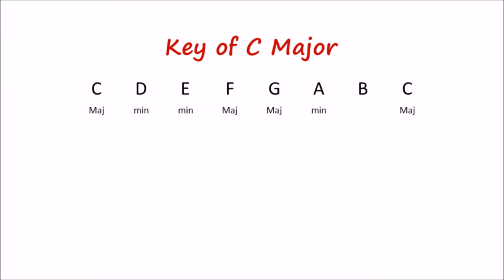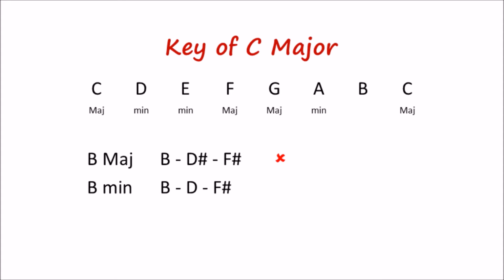The seventh chord in the key of C is B something. This is where it gets a bit ugly. B major uses B, D sharp, and F sharp, which won't work here because of the D sharp and the F sharp. But B minor won't work either, because even if we flatten the D sharp, we end up with B, D, F sharp. So here we have to use a new kind of chord which we haven't touched on before, the diminished chord. The diminished chord uses a flat third and a flat fifth. So B diminished would use the notes B, D, and F. And these notes do work.